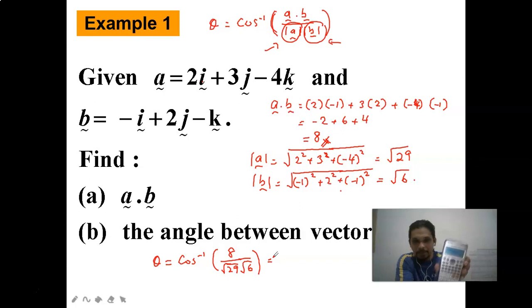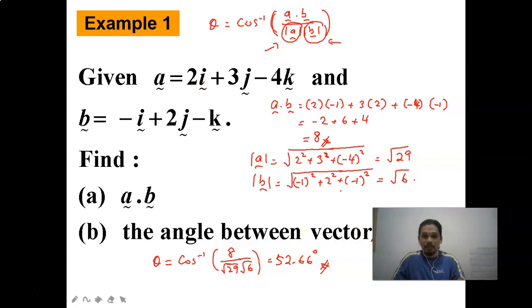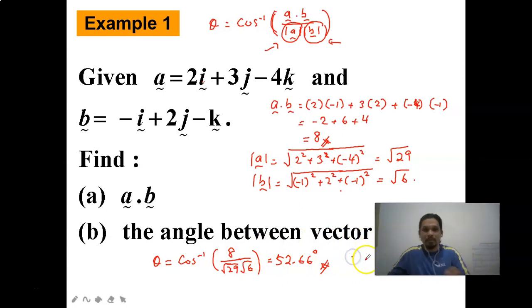Okay, you see here now, it gives us 52.66 degrees. There you go. So this is the angle between the vectors A and B according to the question of example 1.